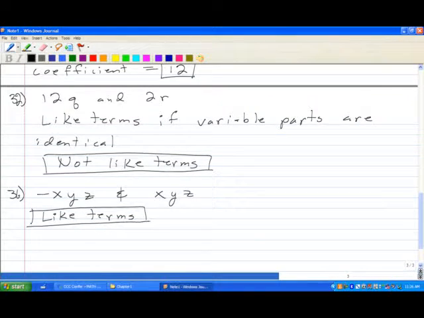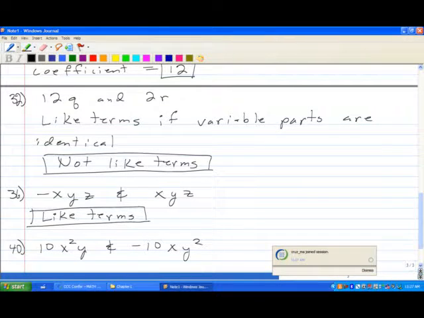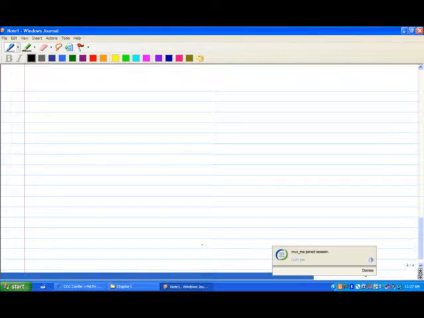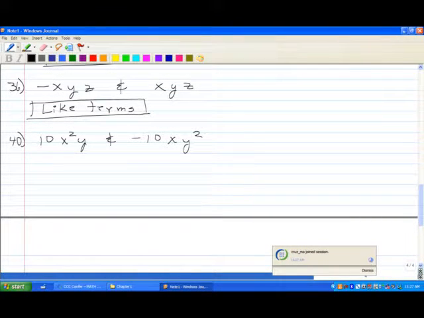Problem number 40. 10x squared y and negative 10xy squared. Well, in this particular case, the variable parts are xy squared and x squared y. These are not identical. Therefore, since the variable parts are not identical, these are not like terms.